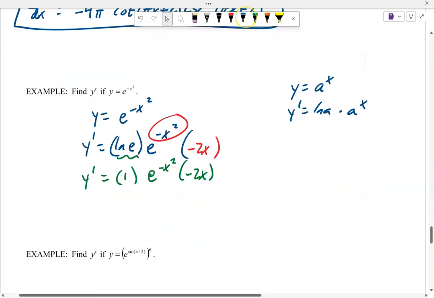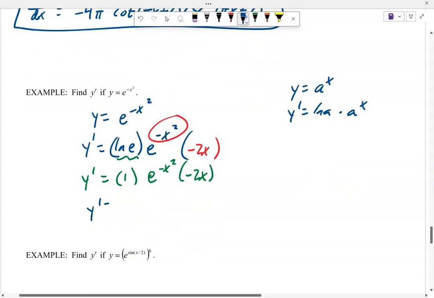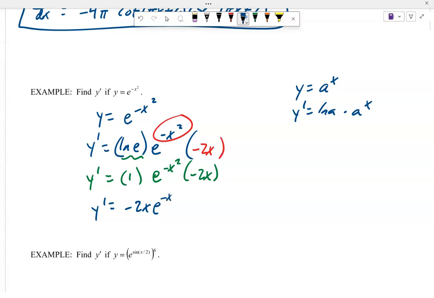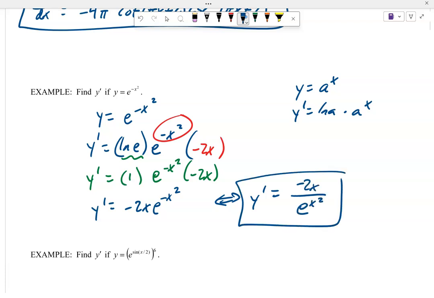So our y prime ends up being negative 2x e to the negative x squared. Let me rewrite that as negative 2x over e to the positive x squared.